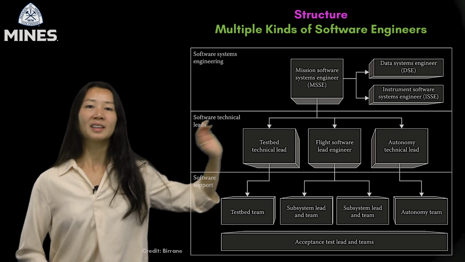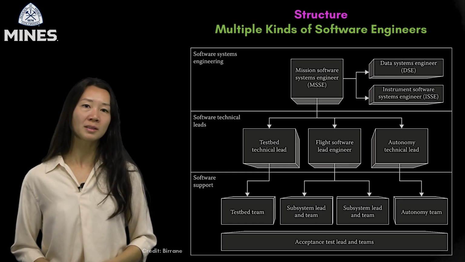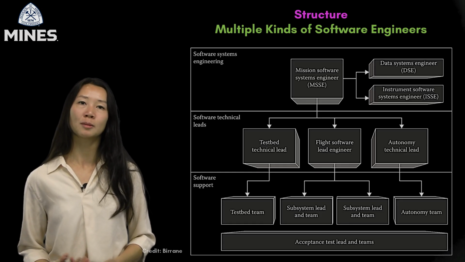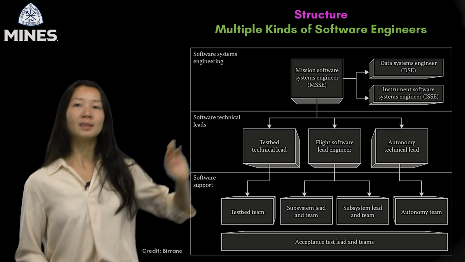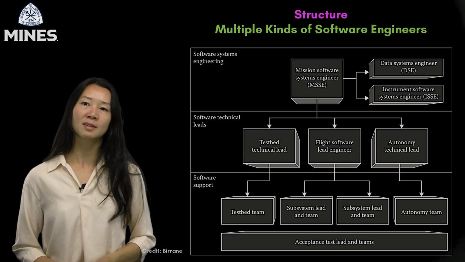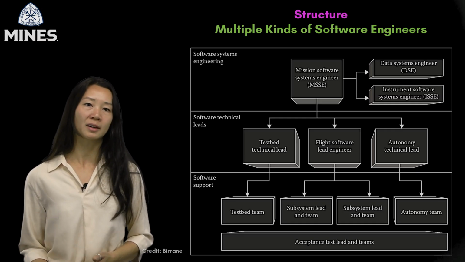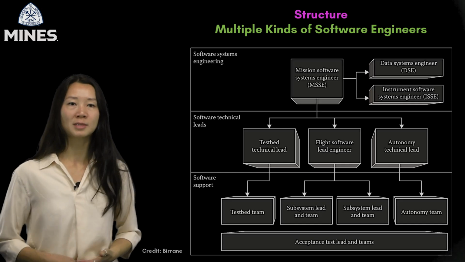Supporting them are engineers like the Data Systems Engineer, DSE, who ensures all telemetry and science data get collected and processed, and the Instrument Software Systems Engineer, ISSE, who focuses on payload-specific software needs. These engineers often live in the manager layer, especially for payloads and custom sensors.